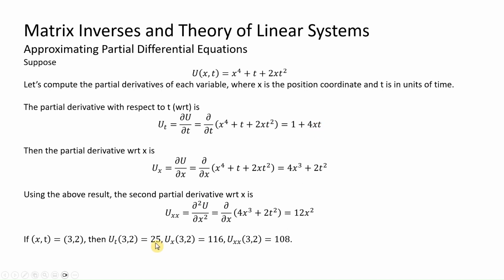And u of x for 3 and 2, if we plug in 3 for x and 2 for t, and cube it and square respectively, and then multiply by the constants, you get a total of 116. And u_xx with respect to 3 and 2, if we plug in those values, there is no t, so there's no t term plugging in. You just get 3 squared, which is 9 times 12, which gives us the 108. Okay, so those are exact values.